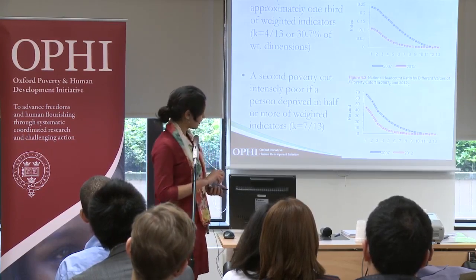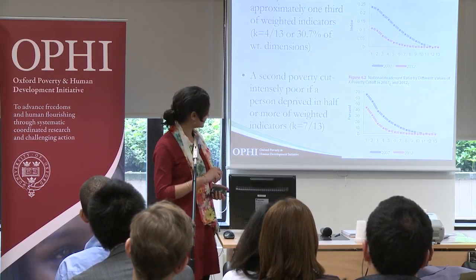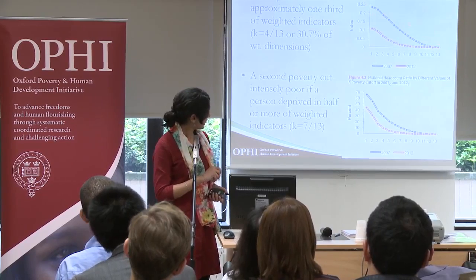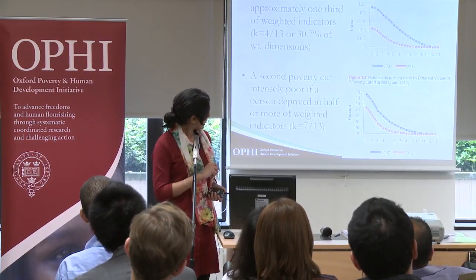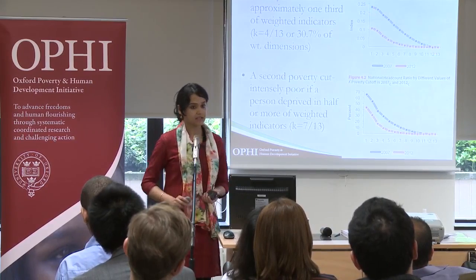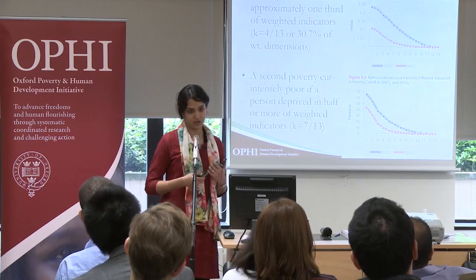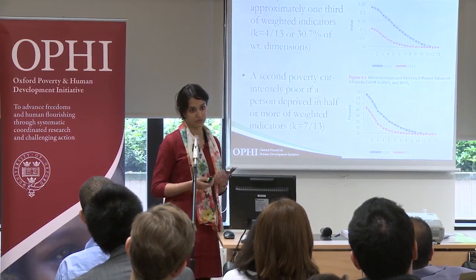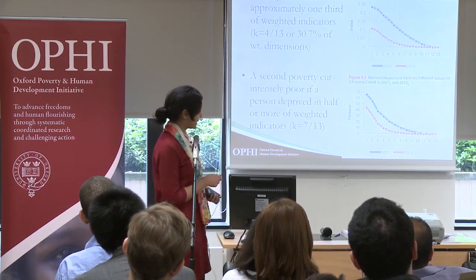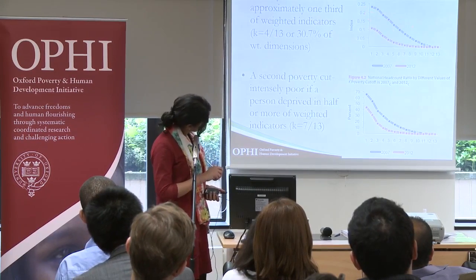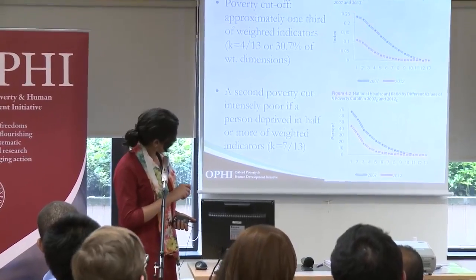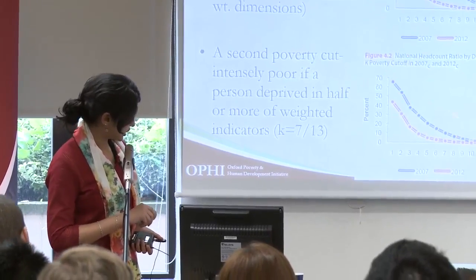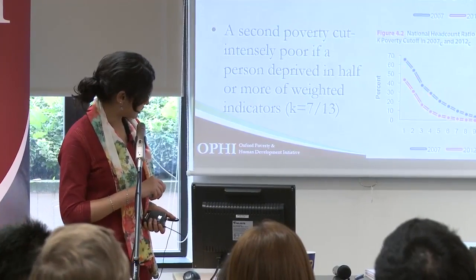I'm going to get back to this graph again, but this graph basically shows the M0 values for different cutoffs of K in the year 2012. And I forgot to mention, but I should attribute the slides to the National Statistical Bureau of Bhutan, because I've taken slides from their great presentation. So in 2012, these are the M0 values for different values of K. And these are the headcount ratios based on the different values of K for 2012.